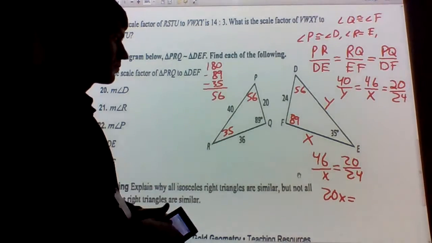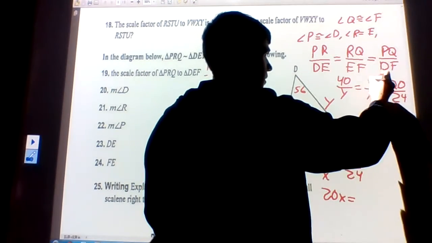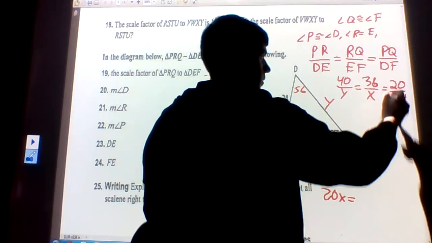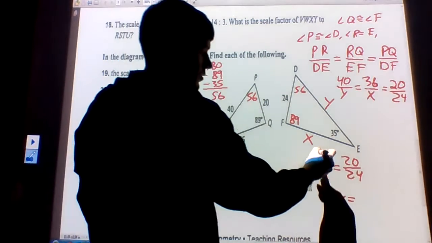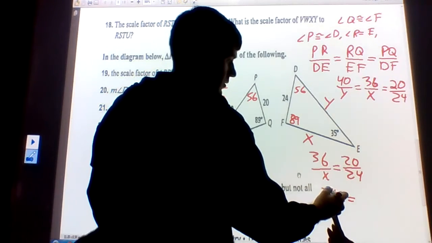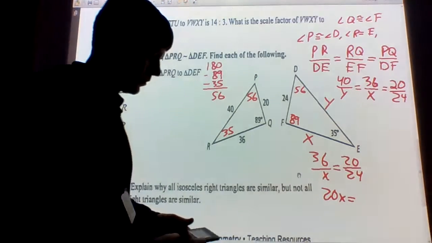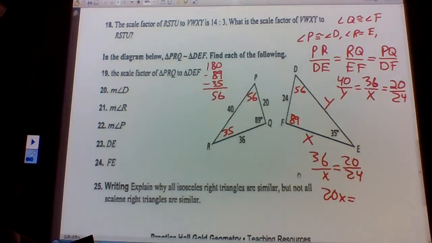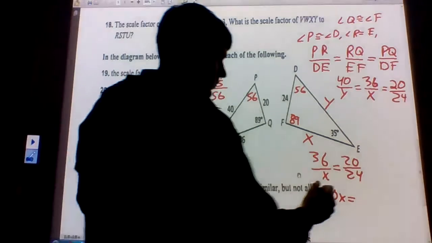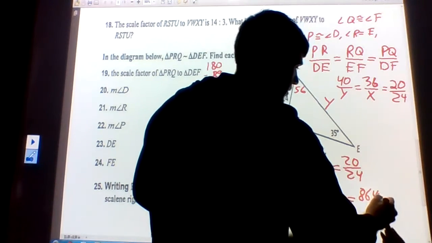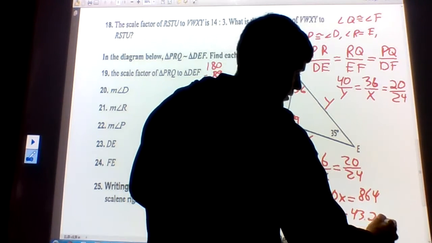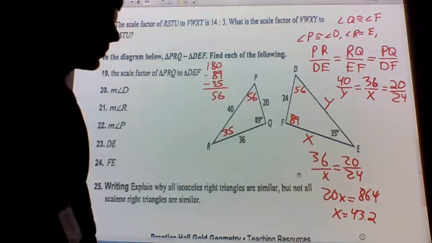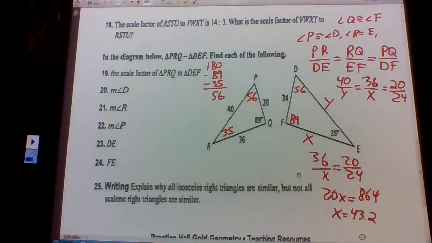It's 36. Sorry. RQ is 36. So it should be 36 times 24. 864. Okay, and then if we divide by 20, x is going to be 43.2, right? 86 divided by 2 is 43. 4 divided by 2 is 2.